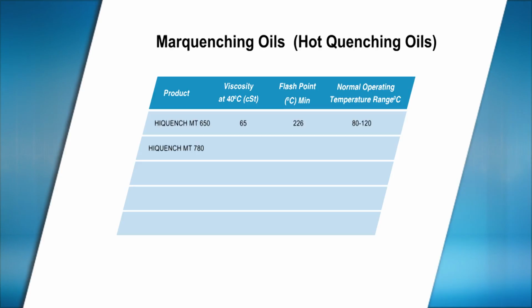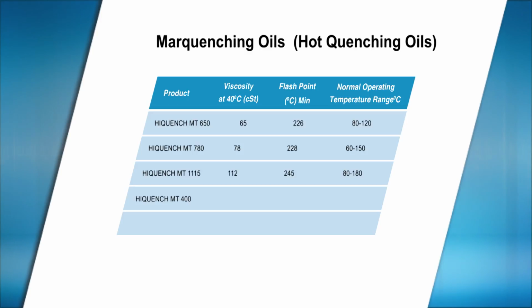HighQuench MT780 has a typical viscosity of 78 centistokes and can be used in the temperature range of 60 to 150 degrees Celsius. HighQuench MT1115 has been designed for operating under difficult application conditions, including open quench tanks. It has a typical viscosity of 112 centistokes and can be operated in the range of 80 to 180 degrees Celsius.